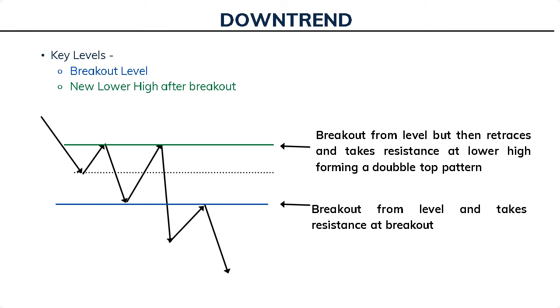Now in case of a downtrend, we have the same two levels which are important. First is the breakout level. Price is making lower low, lower highs, lower low, lower highs. In this case, first is the breakout level from which the price has broken, was taking support. Now it has broken that support. So we have to wait for the price to retrace to the breakout level or the new lower high which is confirmed after the price makes a new lower low.